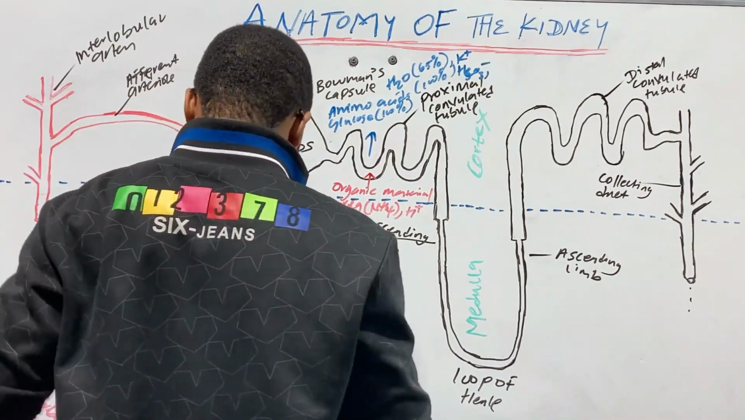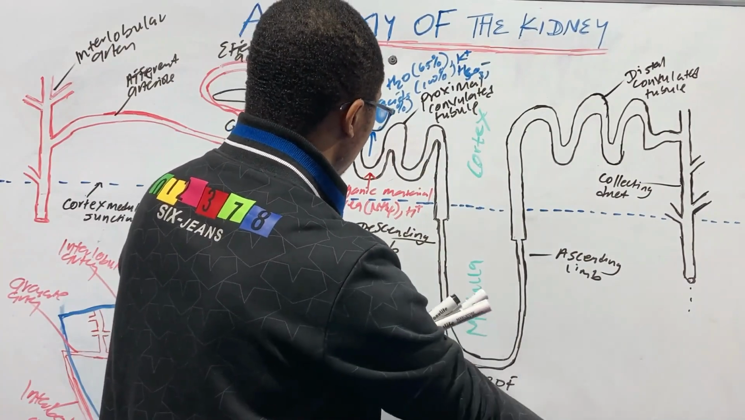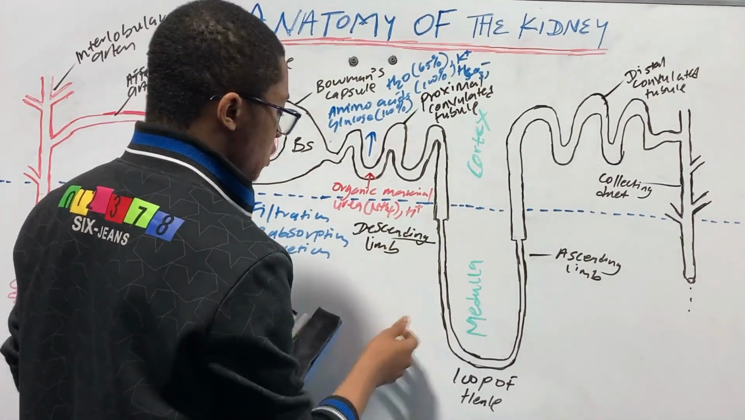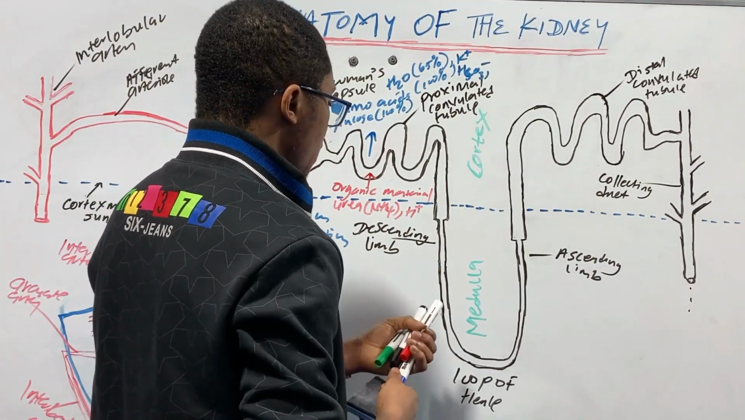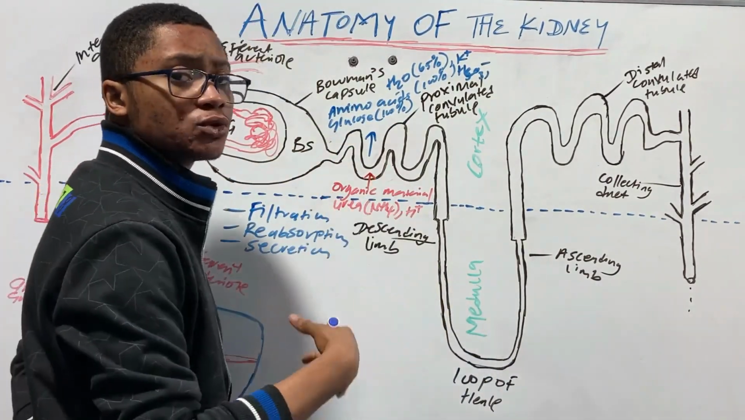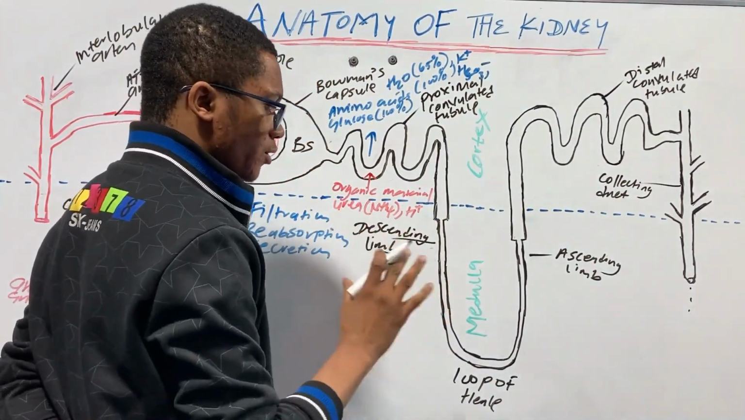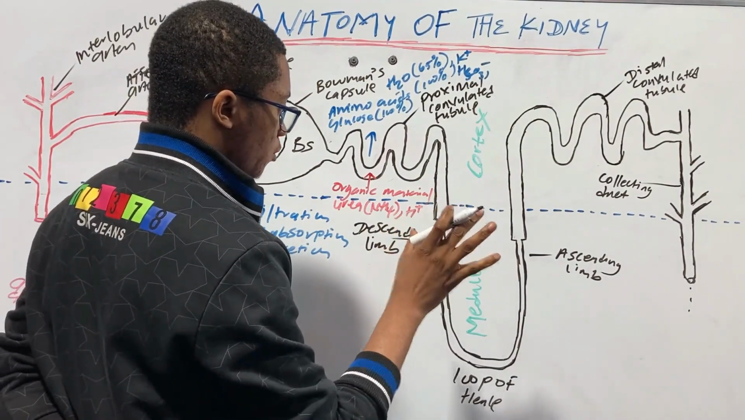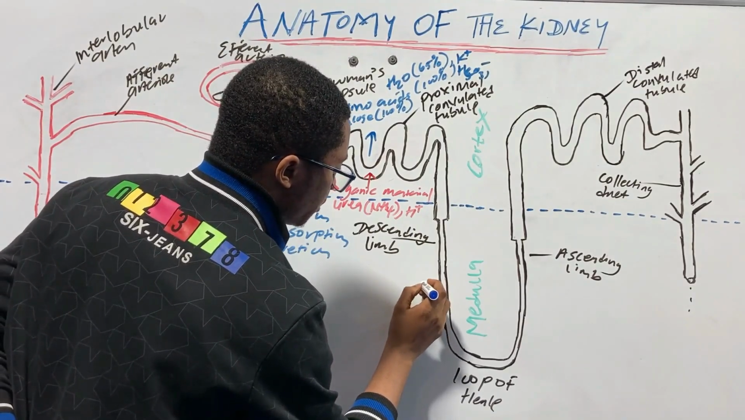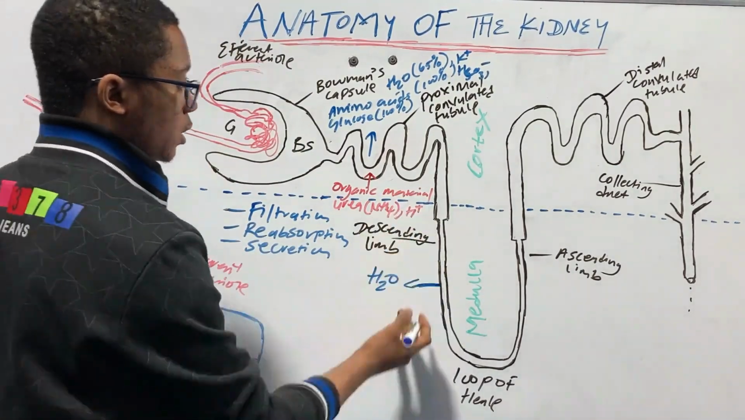All right. So moving into the descending limb. Remember I told you the descending limb has what? The thick descending limb and the thin descending limb. In the thin descending limb, there are aquaporin channels, which means they are permeable to water, specifically aquaporin 1. We're not going much into it, but it is a very interesting concept in renal physiology. So here water is reabsorbed in the thin descending limb.